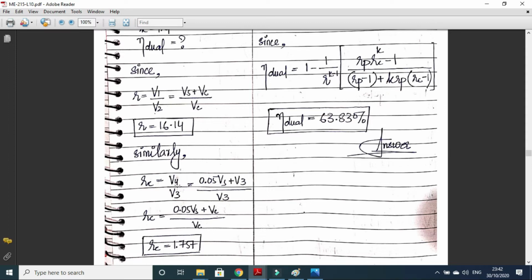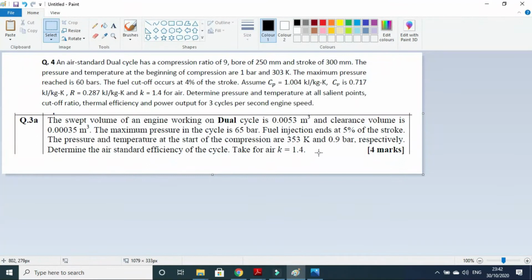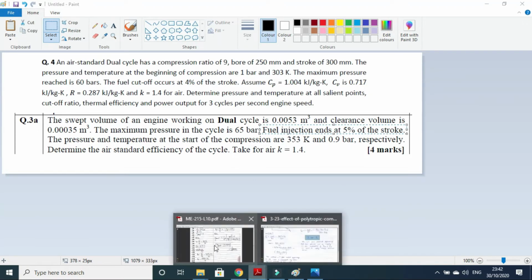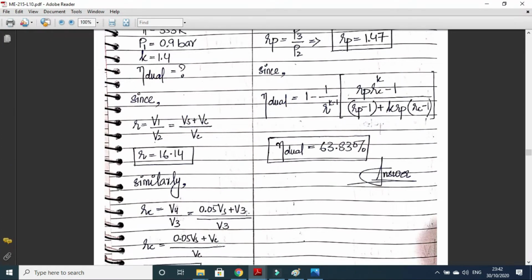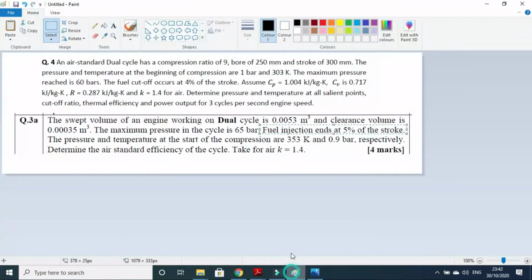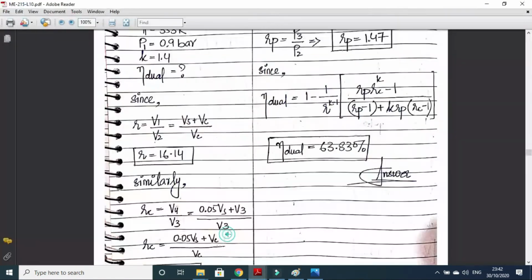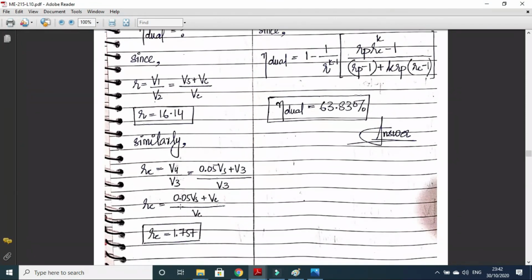Now V4 we can calculate with this statement. Here it is, fuel injection ends at 5% of the stroke. So V4 will be equal to V3 plus 0.05 times the swept volume. With this we can calculate the cutoff ratio. Swept volume we know, clearance volume we know, because V3 is equal to clearance volume, so we can calculate the cutoff ratio.